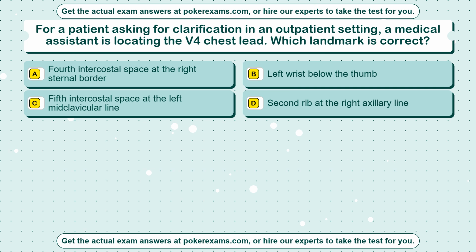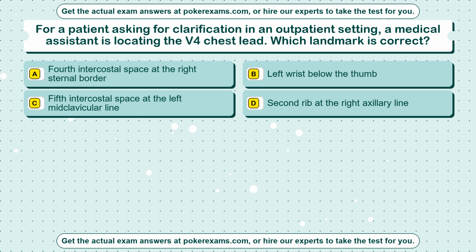Question 34. For a patient asking for clarification in an outpatient setting, a medical assistant is locating the V4 chest lead. Which landmark is correct? Option A, fourth intercostal space at the right sternal border. Option B, left wrist below the thumb. Option C, fifth intercostal space at the left midclavicular line. Option D, second rib at the right axillary line.